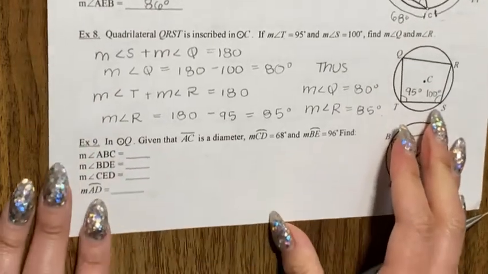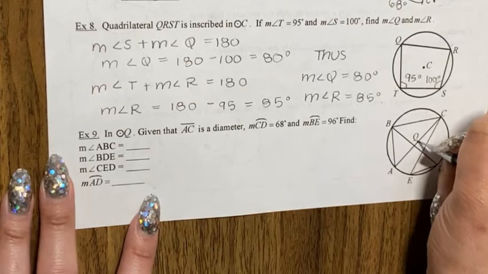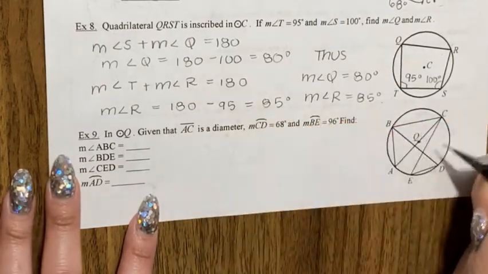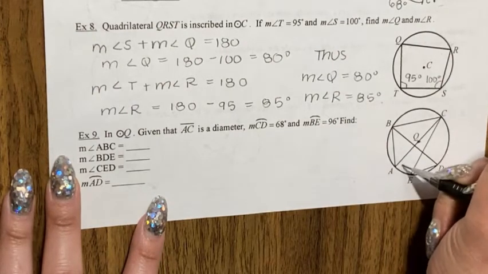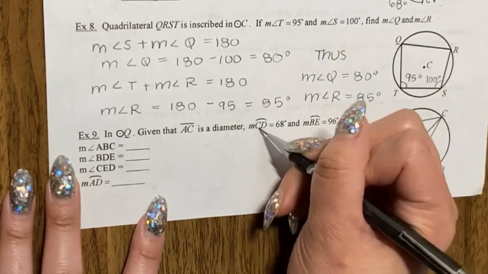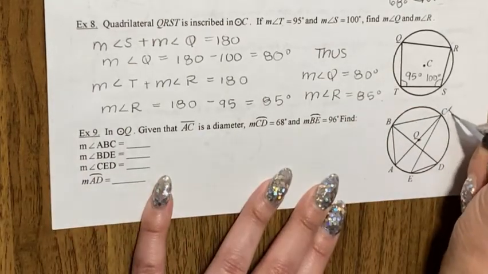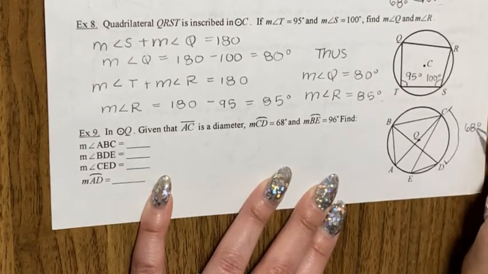Okay, last but not least, you have that in the circle with center at Q, please note that this is the center, given that AC, where's AC, is a diameter. Okay, so this is a diameter. You know that the measure of the arc CD, which is from here to here, is 68 degrees.